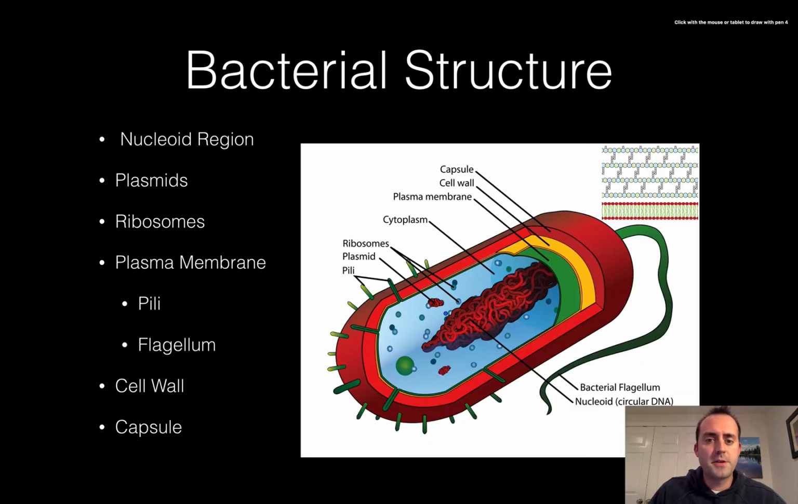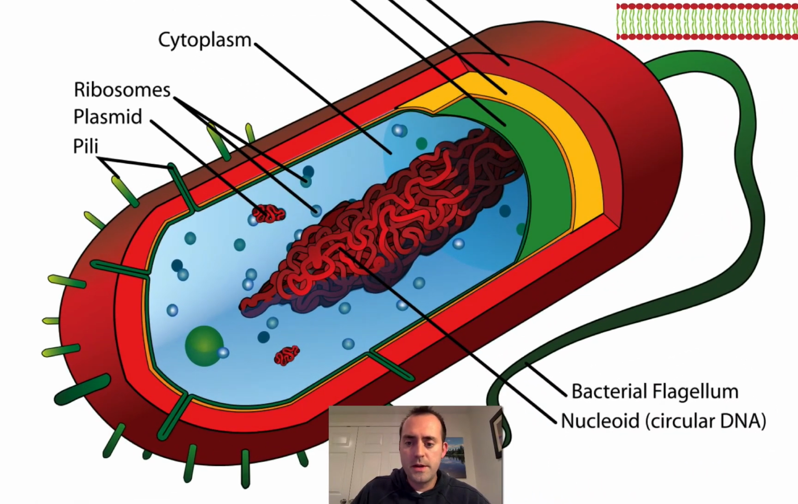Now we're going to look at bacteria structure. When we look at bacteria structure in this diagram, I'm going to work my way from the inside out. And as I had mentioned before, bacteria are prokaryotic, which means they have no nucleus, but they do have a nucleoid region. This nucleoid region is basically the circular DNA that makes up the genetic material of the bacteria. This is the one single chromosome. It's all coiled up here, but it's one circular strand of DNA that codes for all the proteins that the bacteria makes.